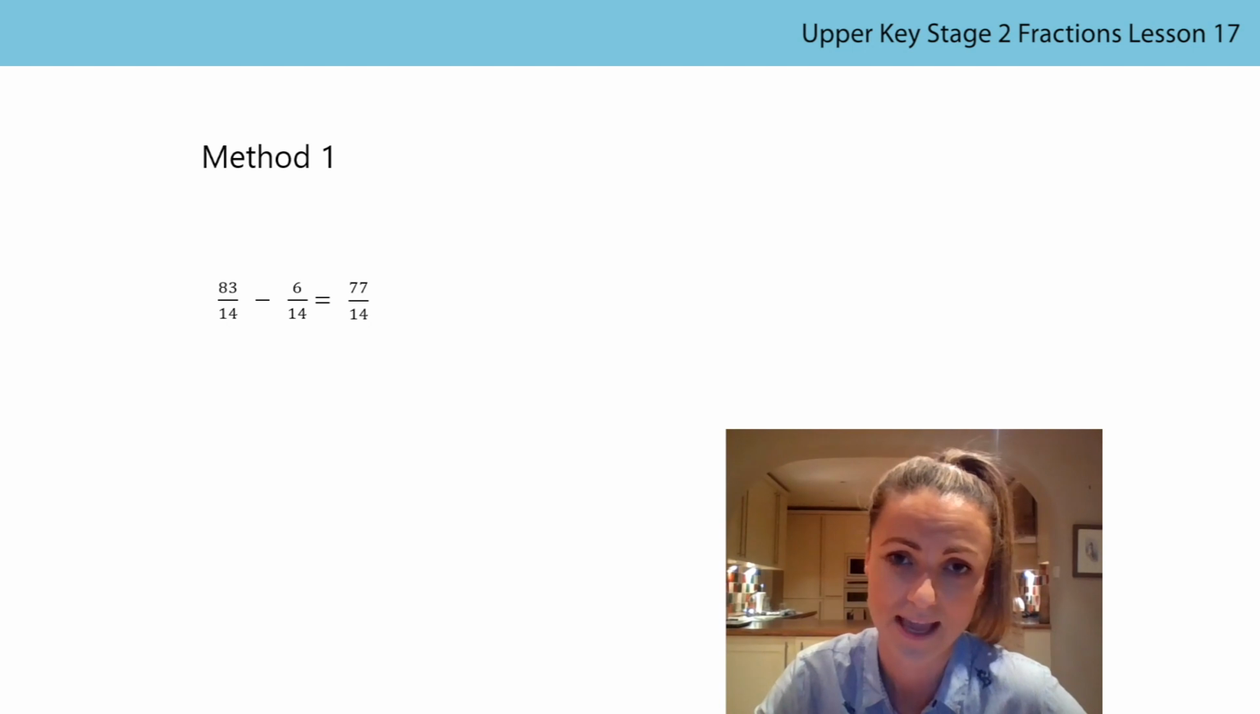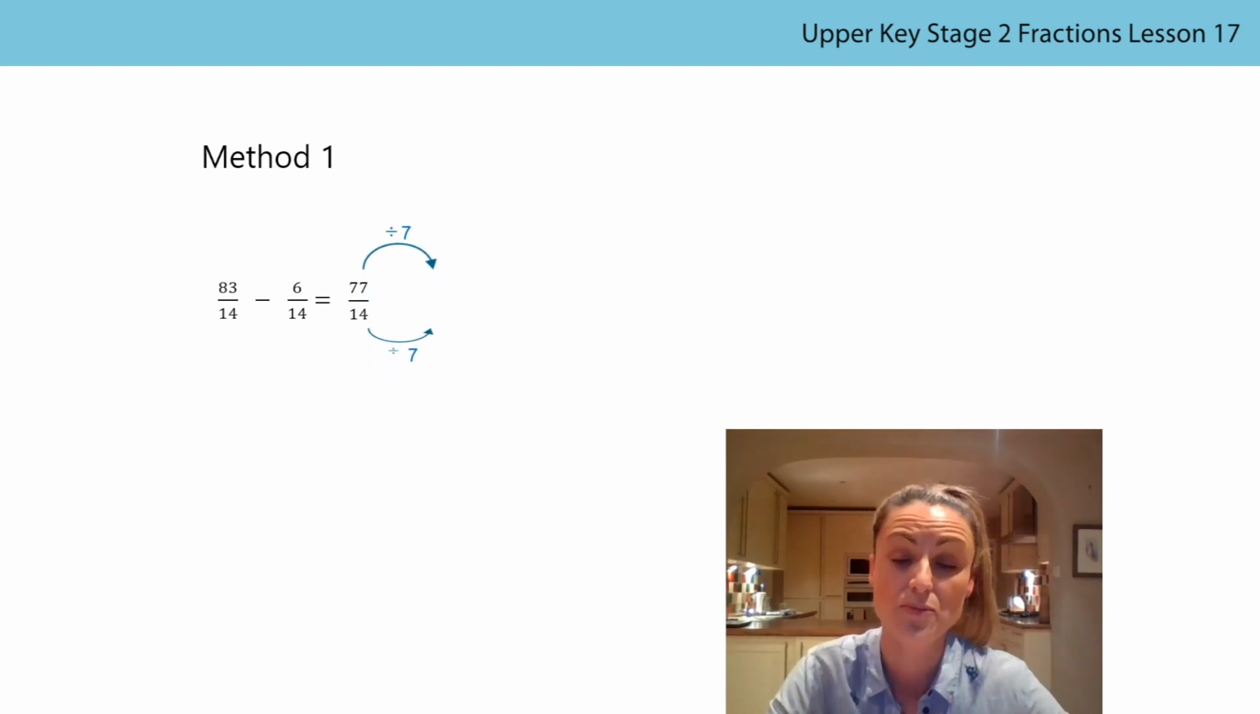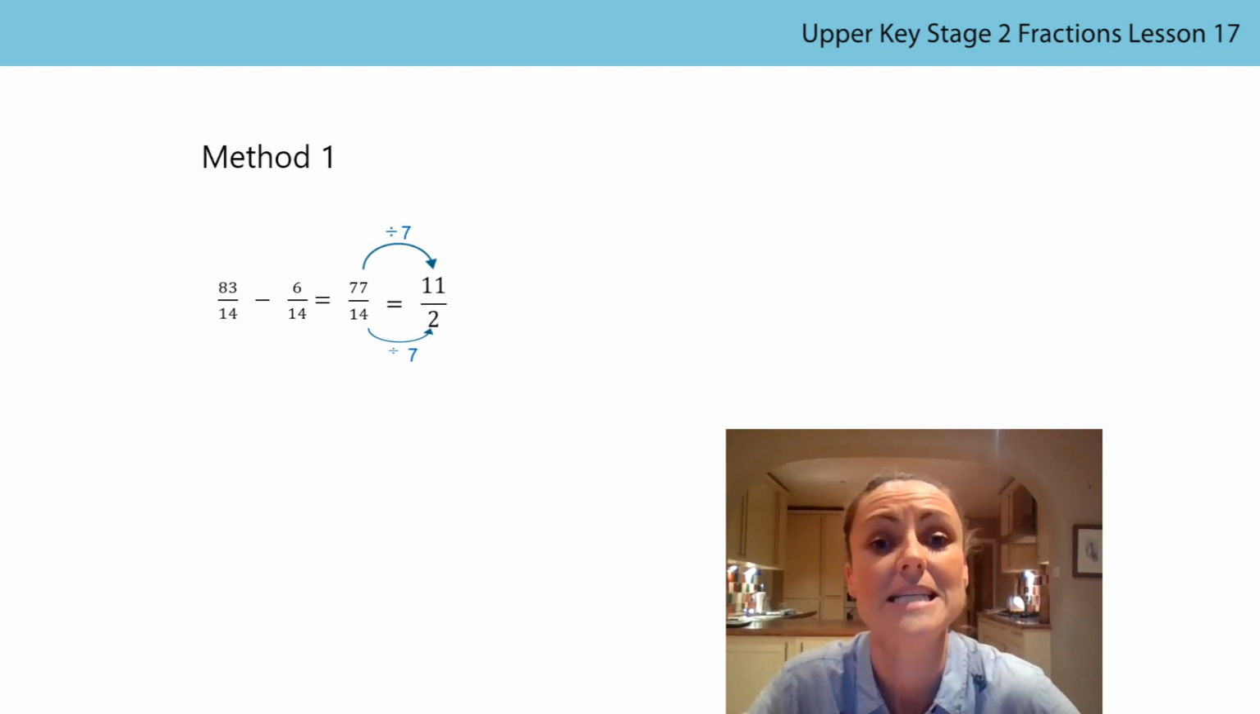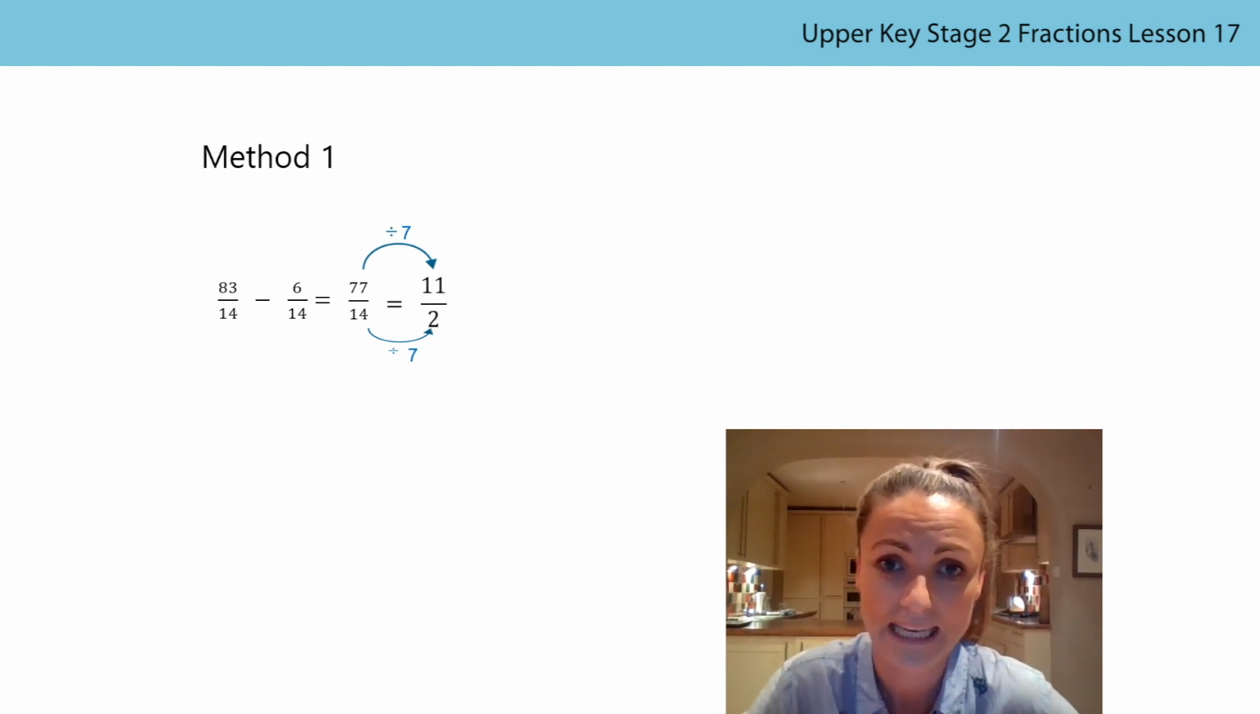I'm going to simplify at this point. So thinking about the highest common factor being 7, I am going to divide both the numerator and the denominator by 7, and that is going to give me a simplified improper fraction of 11/2. At this point, what have we got to do? Yeah, we've got to convert into a mixed number.